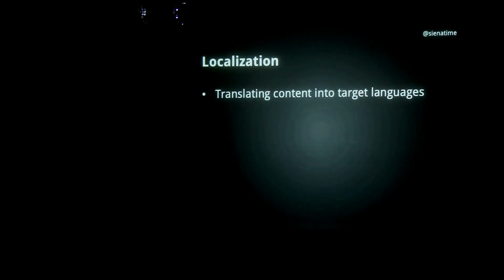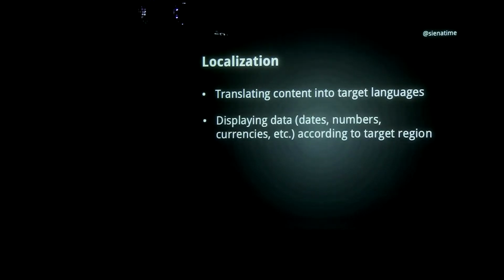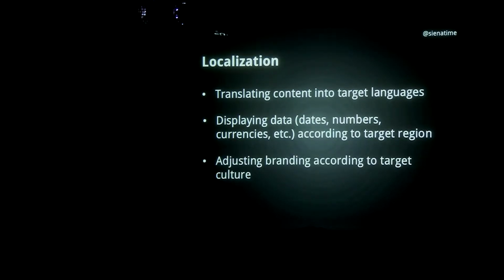So let's define localization. Probably the first thing you think of when you think about localizing is you want to actually translate the content that's in your app to a different language. But something you might not be quite so aware about is you also need to display your data differently according to your target language. This can include things like dates, numbers, currencies, all that is potentially displayed differently. You might also need to adjust your company's branding according to the target culture. There might be something you use as part of your business that might need to be explained slightly differently in a different context.